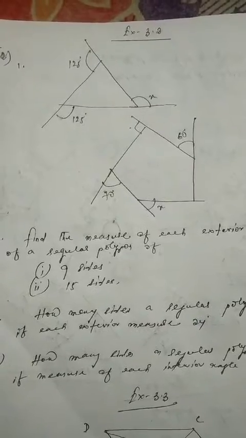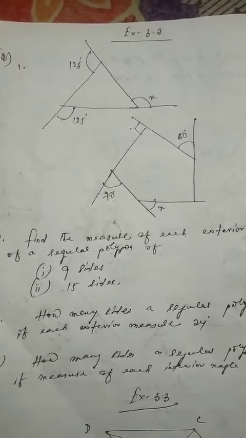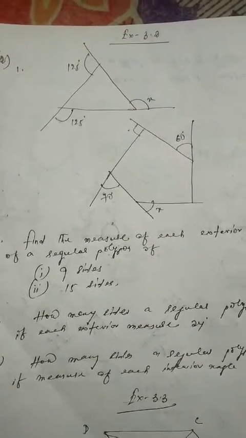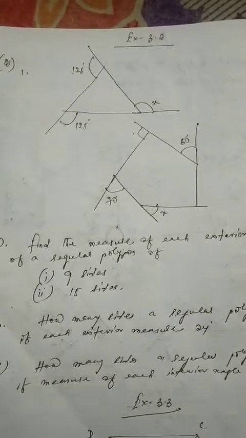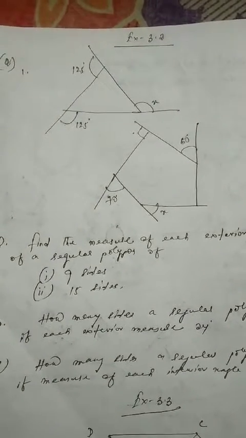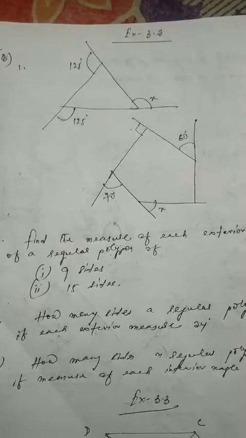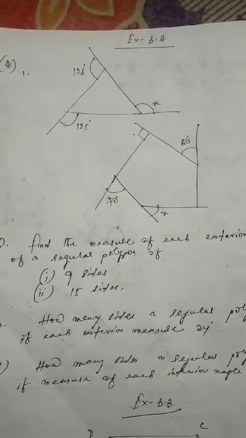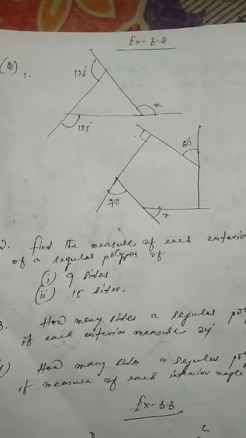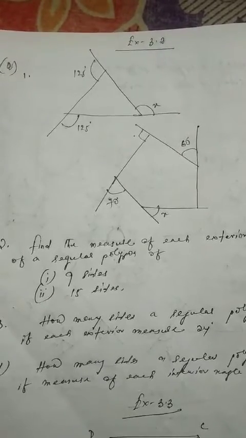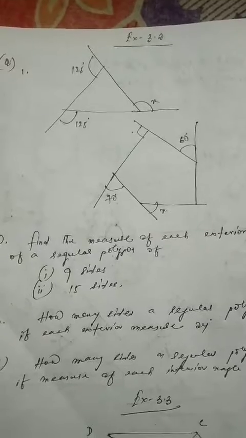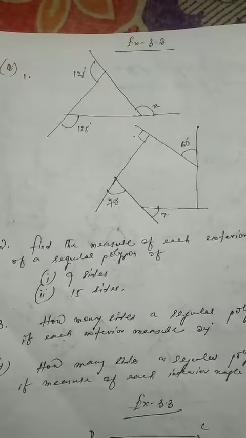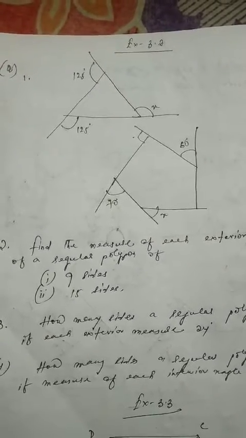So children, as I had explained, why we are using 360 degrees in that particular formula: when we are constructing a polygon, it is pretty similar to a circle, as it becomes more and more like a circle. That's why, if you want to find the measure of each exterior angle, you have to divide 360 degrees by the number of sides of that particular polygon.